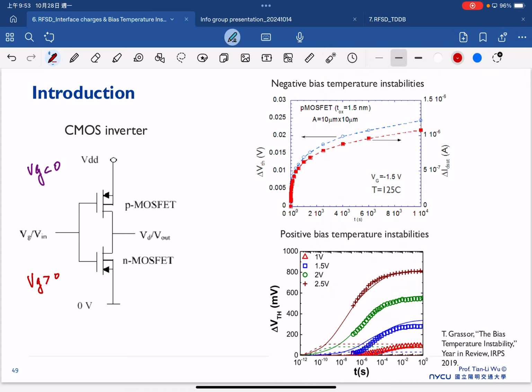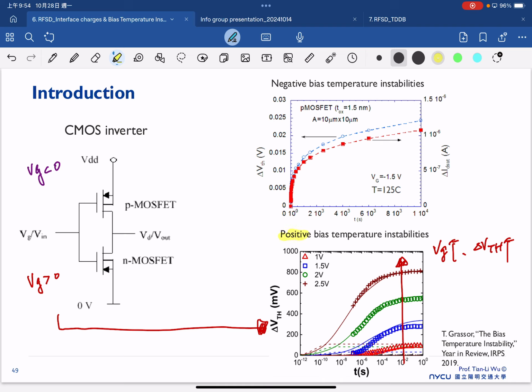And we found out that if we continuously bias our NMOSFET with a positive VG with respect to time, after a certain while, we will start to see this threshold voltage versus time. So we can see the threshold voltage will start to increase as time goes on. And also, if we apply a larger bias, then our threshold voltage is increased as well. Because this is the case where we have the positive gate bias, we call this positive bias temperature instability, that's what we call PBTI.